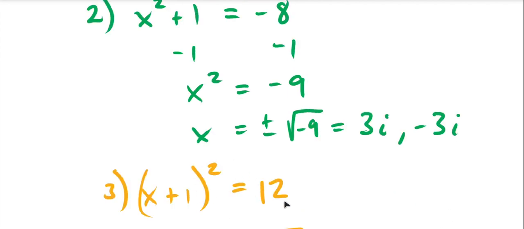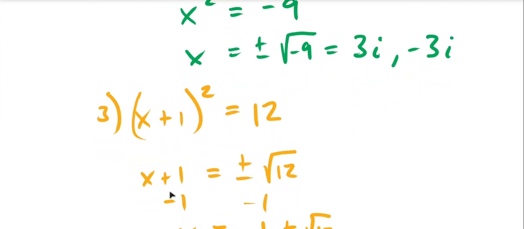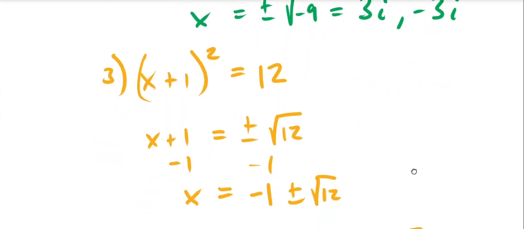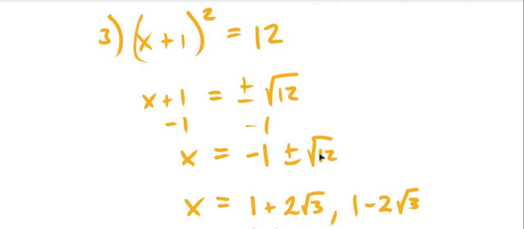Here we do have isolation, so we can proceed from here. We take plus and minus the square root of each side. So then to solve for x, we just get rid of the 1 by subtracting 1 from each side. This is the correct answer, although we could also reduce.